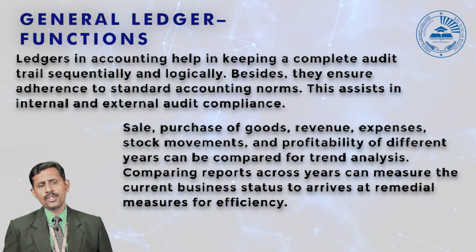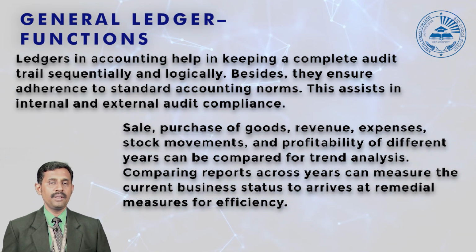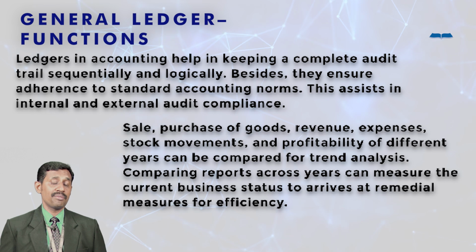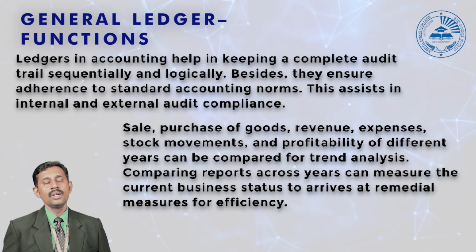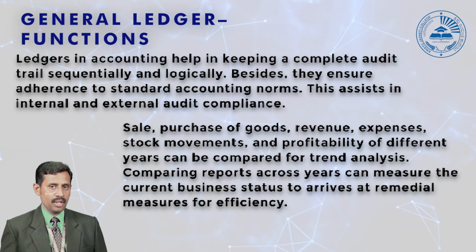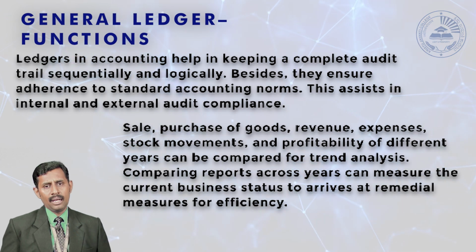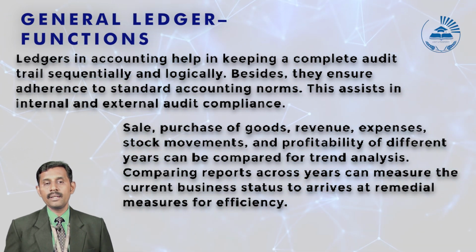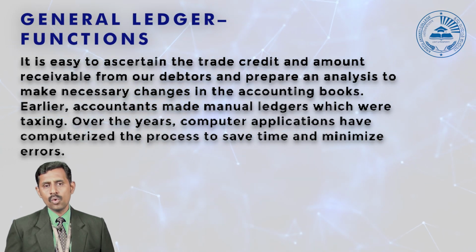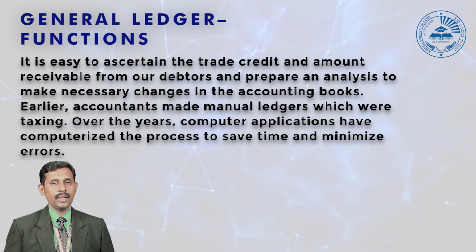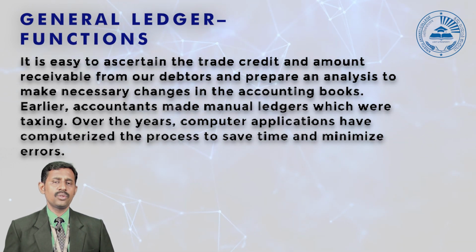Sales, purchase of goods, revenue, expenses, stock movements and profitability of different years can be compared on the basis of trend analysis. Already I told you. In expenses, for example, miscellaneous expenses, how much amount was spent last month, and compared yearly to that last month. Likewise, we can analyze. We can also ascertain the trade credit and the amount receivable from debtors. Those things we can also identify. How much amount we need to pay as tax, that information we can also identify through these functions.